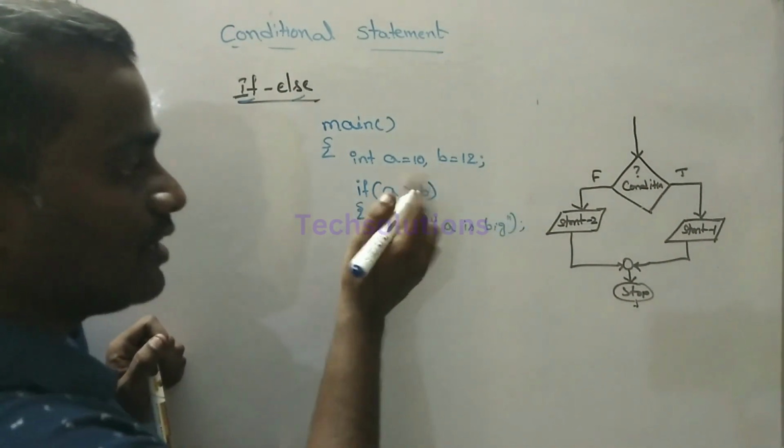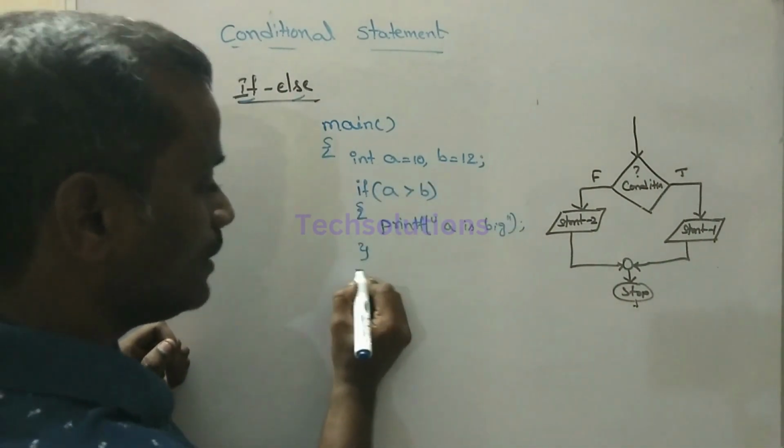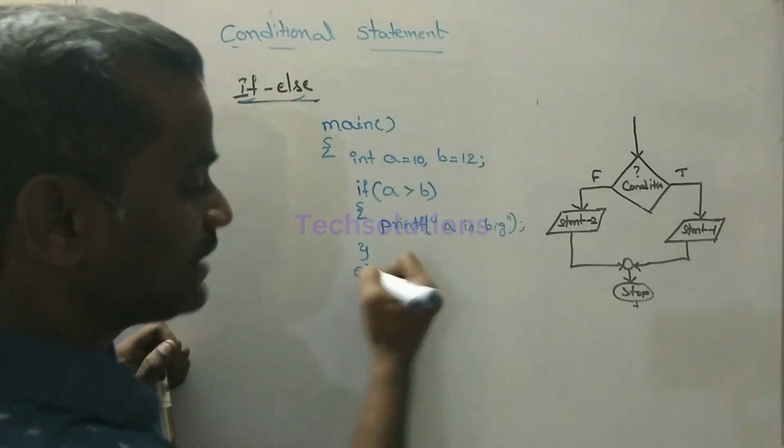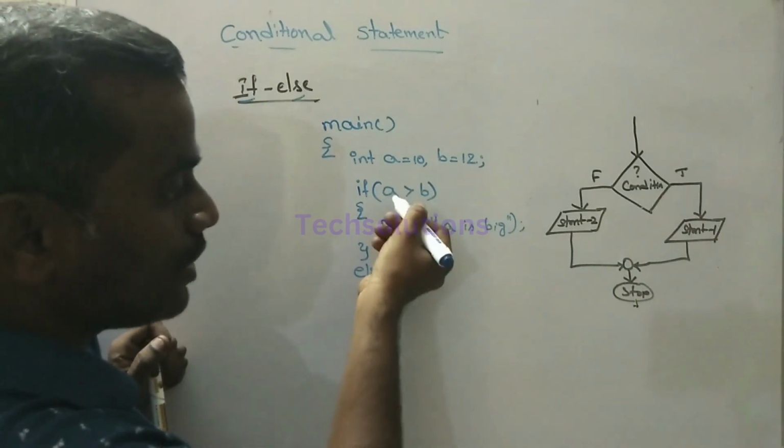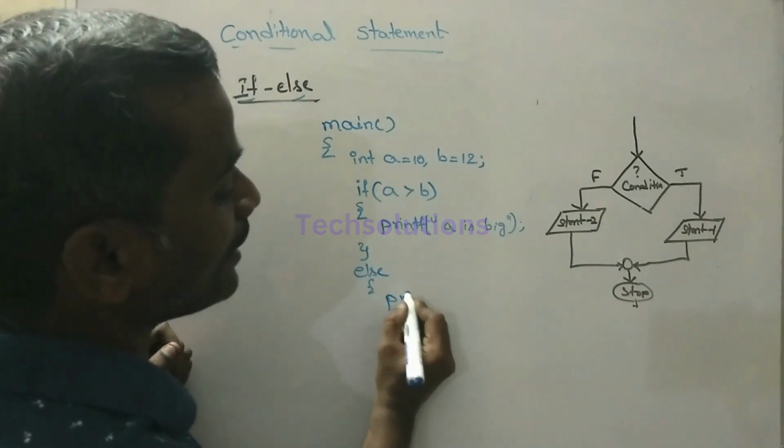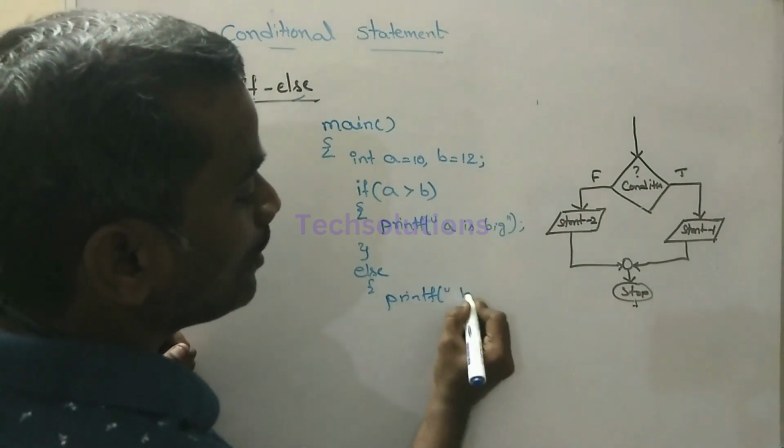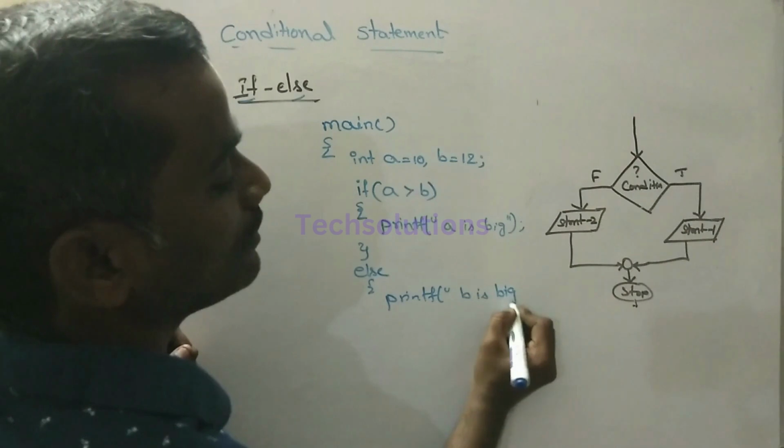Suppose the condition is not satisfied, then go to the else part. That is the second option. What is the second option? If a is not big, then by default b is big. Now printf "b is big".